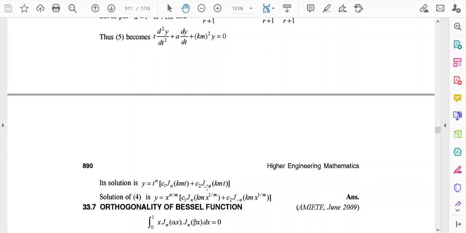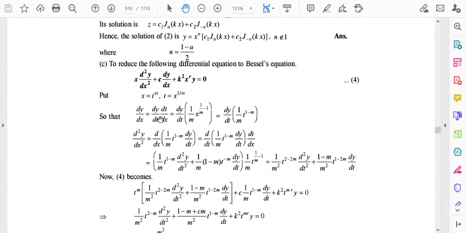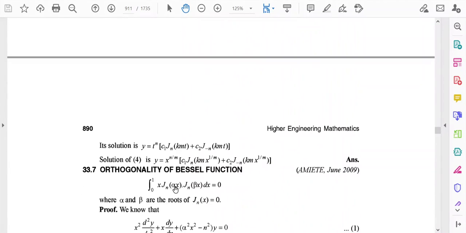Now in the last step you have to replace t again in terms of x, and you know the relation. This is the relation, x is equal to t to the power m, or t is equal to x to the power 1 by m. So if you replace t and write in terms of x, then this is the solution. So now we have learned how to reduce some equations to the standard form of Bessel's equation, and then we can solve that equation.